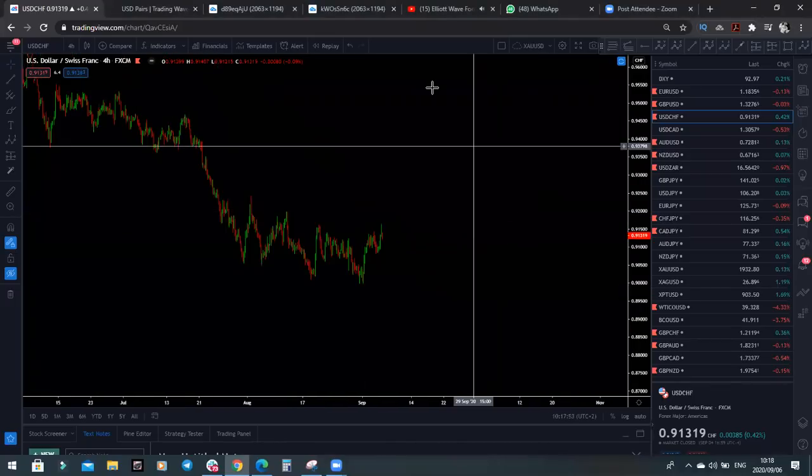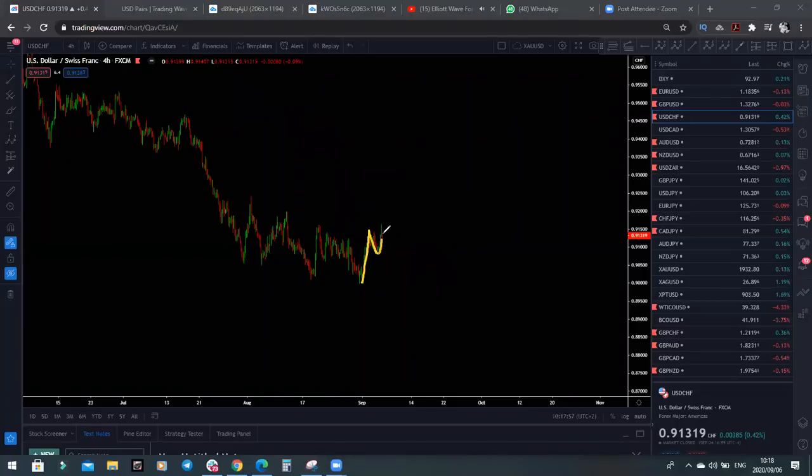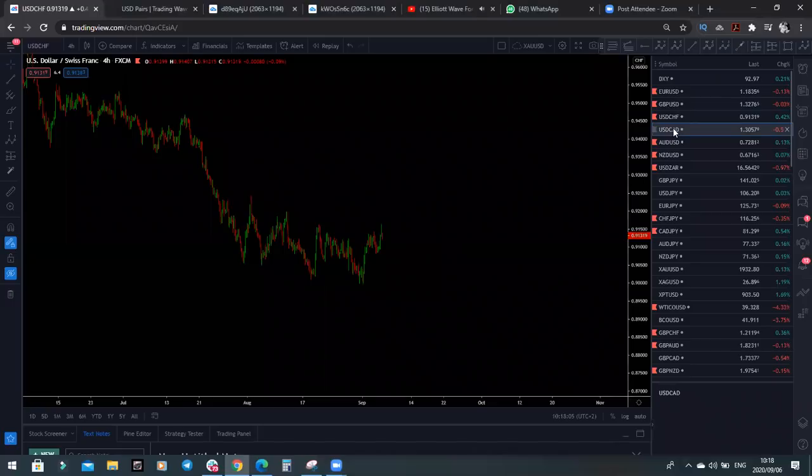So we could have this one. This could have already started the 3-wave move to the upside. Looks like this one is going to continue at least to the upside, but that's not the overall reversal, just a 3-wave pullback there on US dollar CHF.